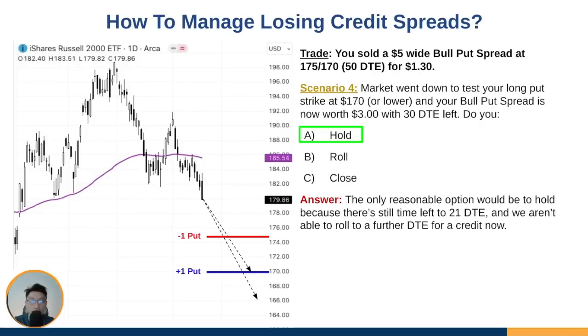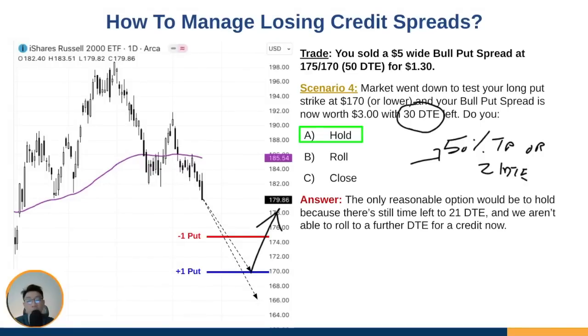For me, the answer is to just hold it. The main reason is that there is still 30 DTE left and it has not reached my threshold of 21 DTE. Remember, if you're going for method 4, which I mentioned is 50% take profit or 21 DTE, at this point you notice that neither of these two conditions has been met yet. So all I do is hold on to it, because the market could just bounce back up in the next few days. And if it does bounce up, there's a possibility that it could also reach the 50% take profit if it bounces up high enough.